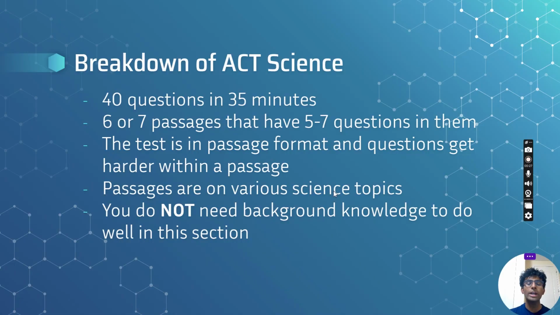So to start off with our breakdown, the ACT Science section is 40 questions in 35 minutes. So you have more questions than you have minutes. Remember that for this section. You have around 6 or 7 passages that have 5 to 7 questions in them. And the test is in a passage format. So you'll have to read almost like a reading comprehension passage, but it's a bit easier. And you might even have figures as well, which you will use to analyze and answer questions that are given to you in the section. We'll go over that in a little bit.